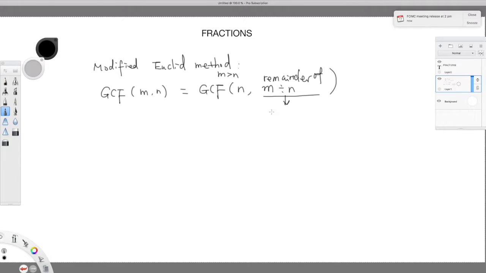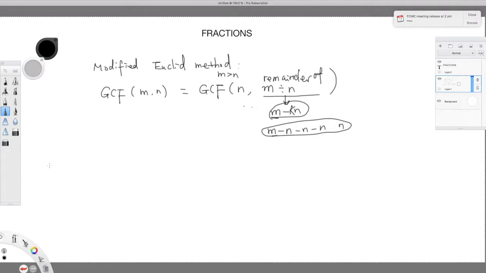Intuitively, what we're doing is, instead of doing many steps of m minus n, then m minus n again, we want to find the largest multiple of n, let's say kn, that is still less than m, and we find the remainder of that, m minus kn. So we're doing m minus n minus n minus n, so many n's, such that what is left is the remainder. And then it's the GCF of n and the remainder of m divided by n.